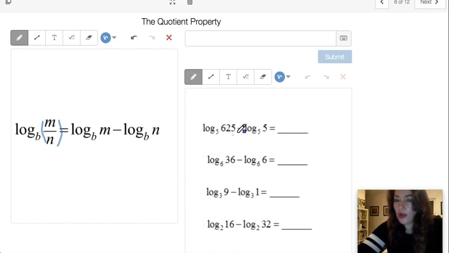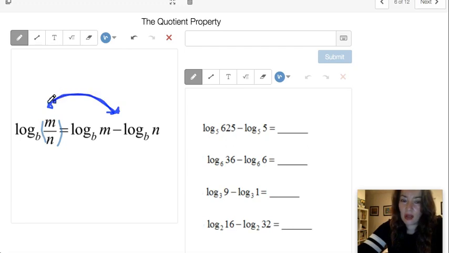So going backwards, again, just as we looked at the product property, we can rewrite this either going to the right, that would be expanding, and we'll take a look at what expanding and condensing is in the next video, or we can write it as a single log, and that would be condensing.